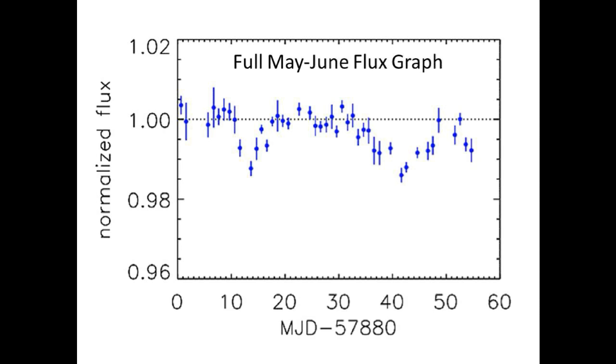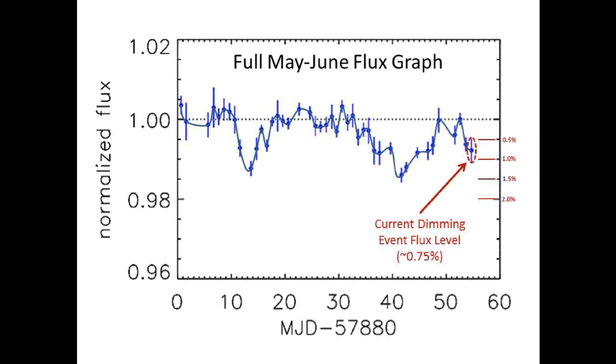So this is Dr. Boyajian's flux graph, and it covers approximately the same period as Bruce's graph. We drew in a curve to connect the measurements for easier interpretation. So this is the last major flux dimming event that occurred in May of this year. And this is the current dimming event. And notice that the last measurement shows us at approximately 0.75% below normalized flux.